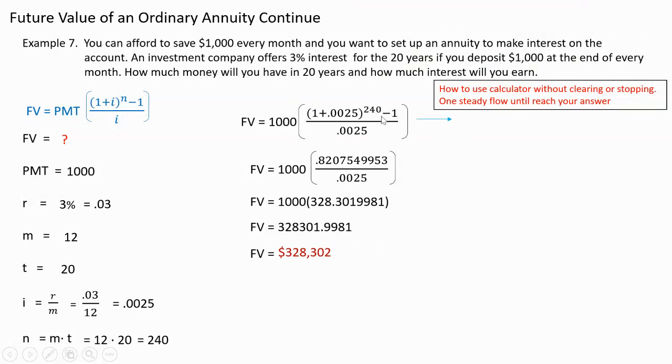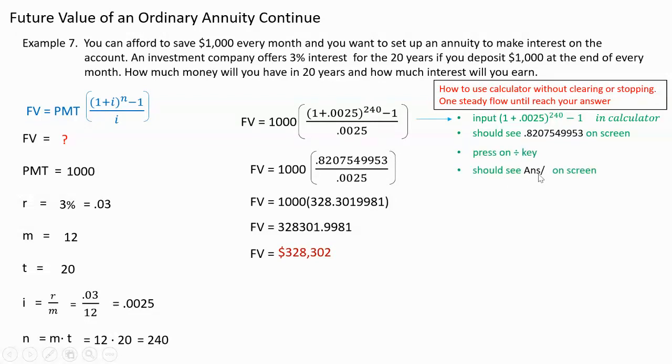Now again, I'm going to show you how to do that in your calculator with one steady flow. You're going to put the numerator first, just the way it is. The parentheses 1 plus 0.0025 close parentheses to the power of 240 and then minus 1. If you do that, you should see the answer as the example shows right here, 0.82075499953. And then you hit the division key, because you'll be dividing. This is what you should see on your screen: answer divided by, which means that you're going to divide this answer by 0.0025. So then you enter 0.0025. This is the same thing as what they got here.